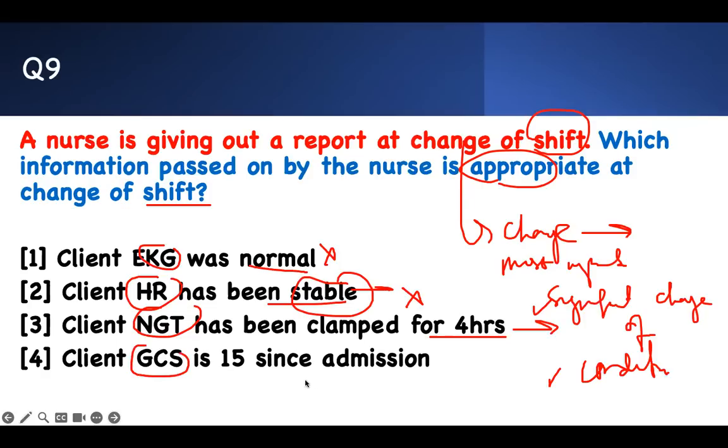GCS is 15 since admission. Since it's been admitted for 2, 3, whatever days it is, GCS is the same. How is that going to help me? You're changing shift because you're telling me the most significant change that has occurred so that I can pay attention to that. The only one is number 3, the key aspect and concept.